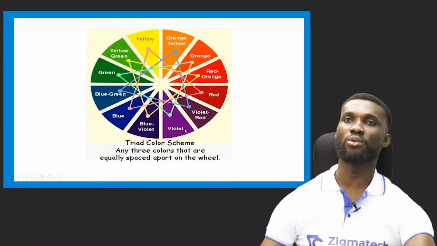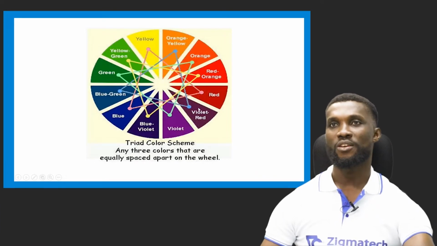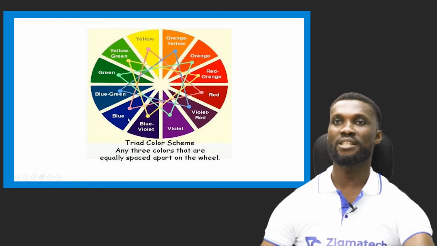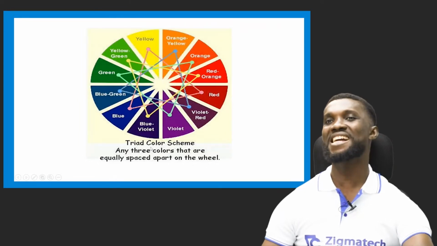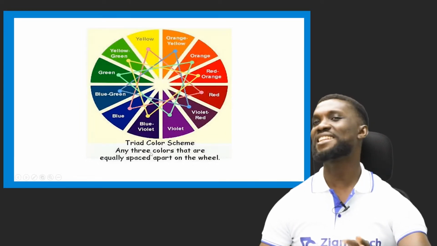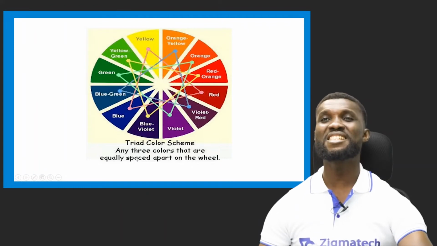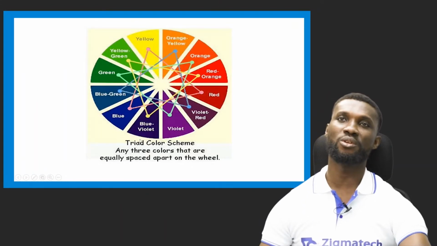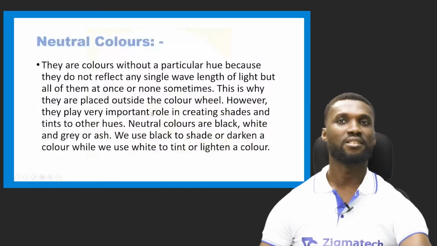So this is the perfect example of what I'm just trying to explain. You see, if you take your time, you see the pink arrow: red, yellow, and blue is a triad. Orange with the blue stroke: blue-green and violet. You see how all of them interplay with themselves. So a triad color scheme, any three colors that are equally spaced apart on the color wheel, is known as a triad. Now these are the triad colors.